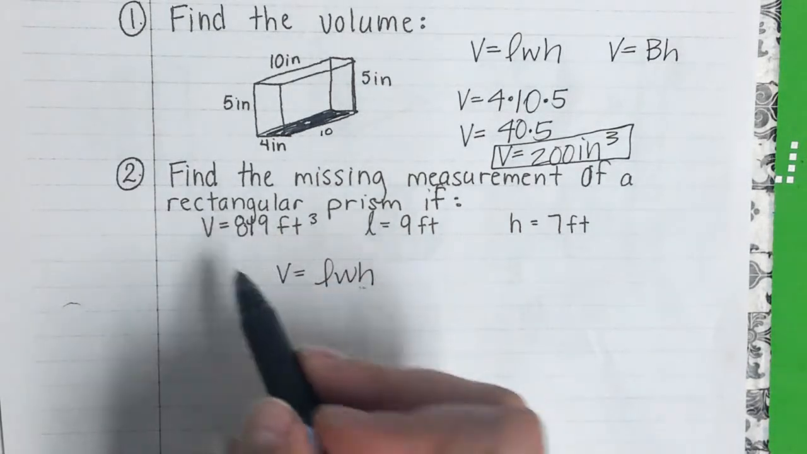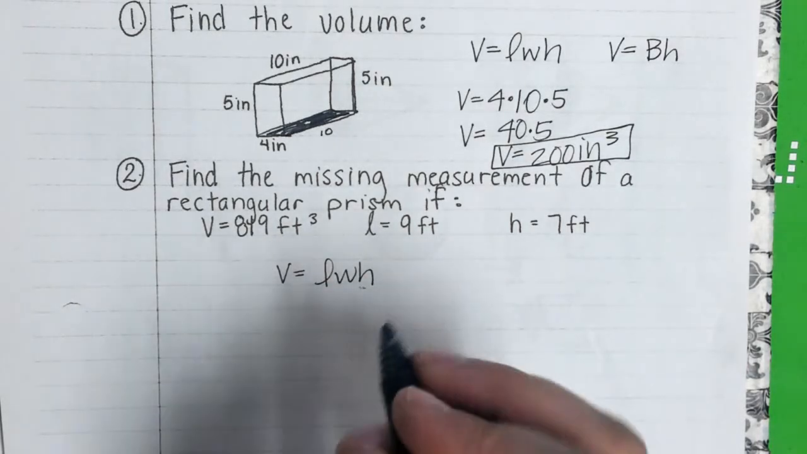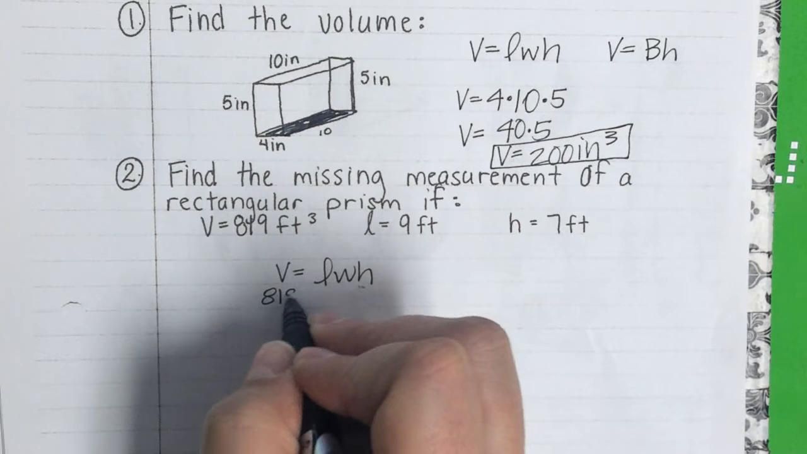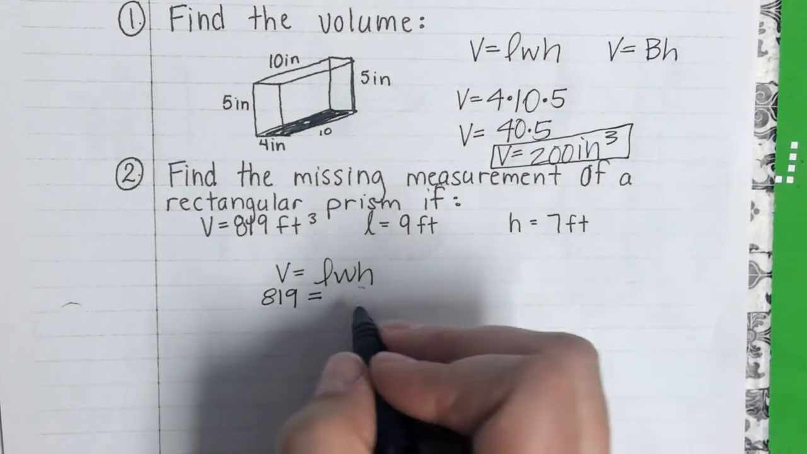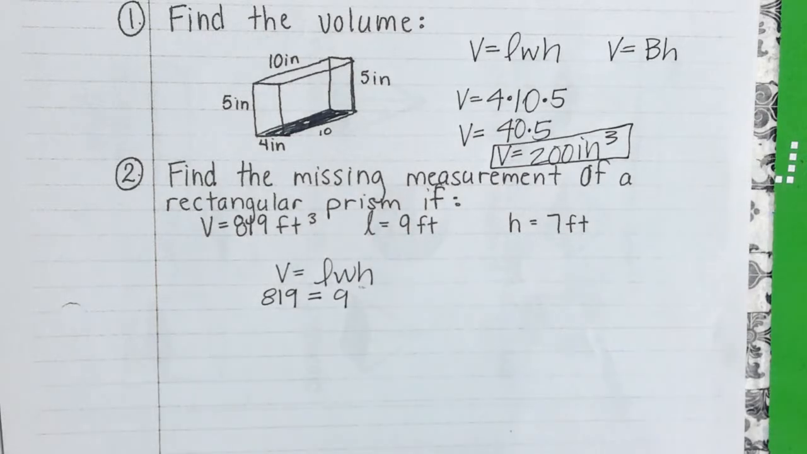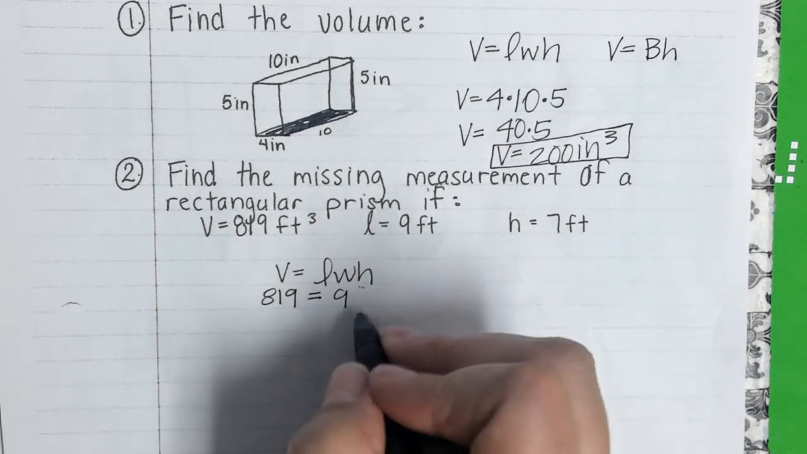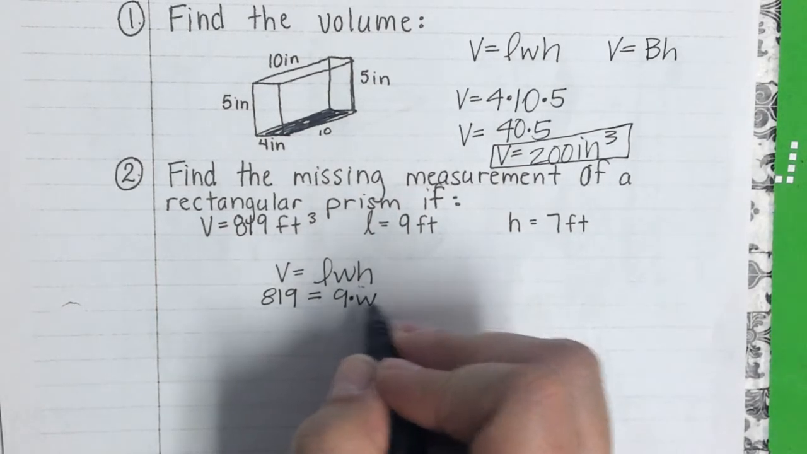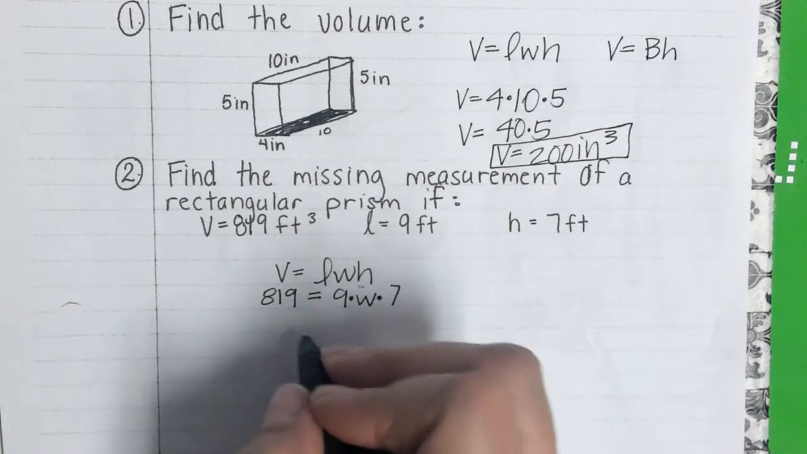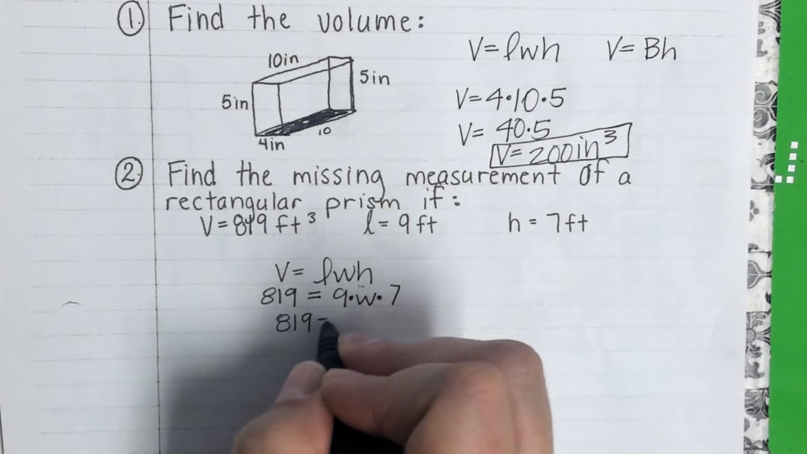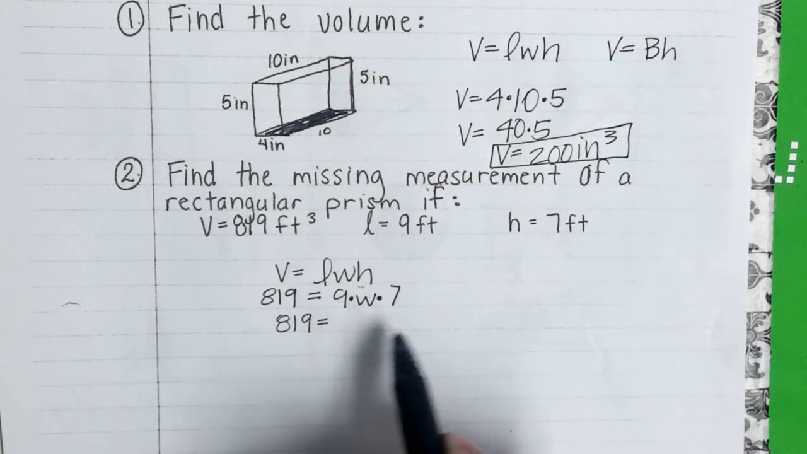So looking at this, what is my volume? 890. You got it. So I'm going to plug that in for V. Okay, my length is 9. Do I know what my width is? No. So I'm going to leave that a W, and this is all times. And then my height is what? 7. Okay? So if I do this, 819, is there anything I can go ahead and take care of here?